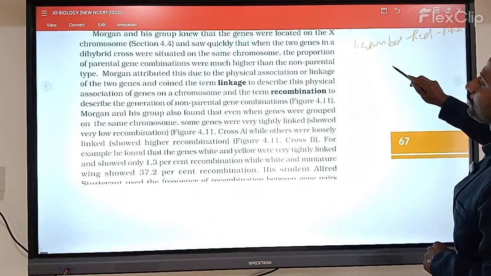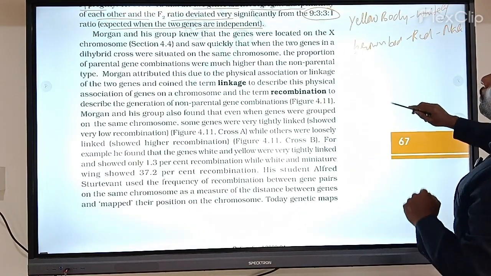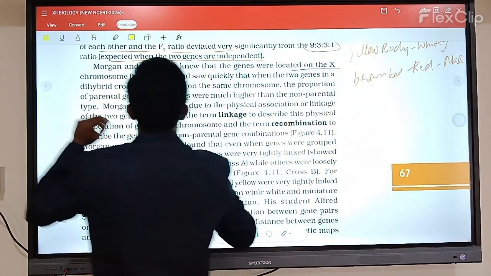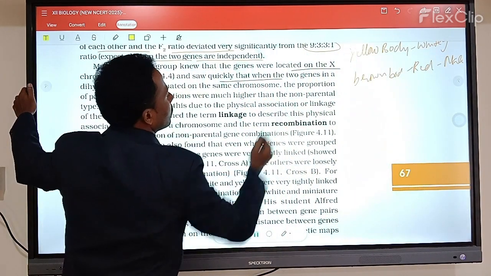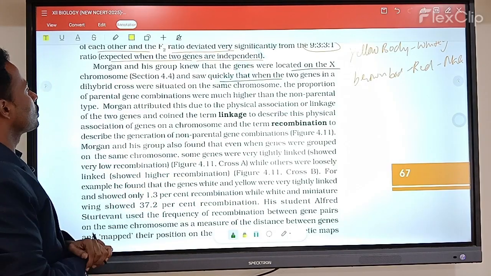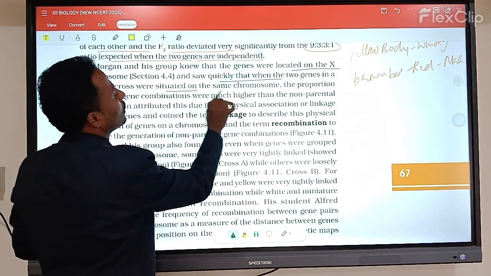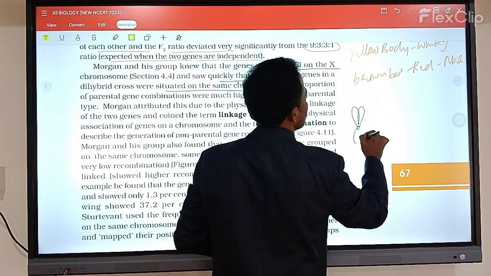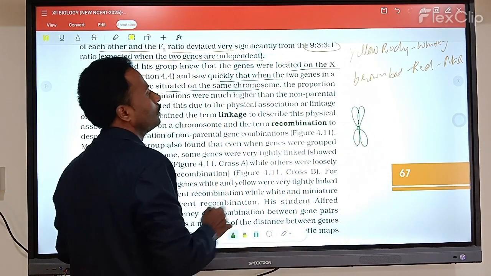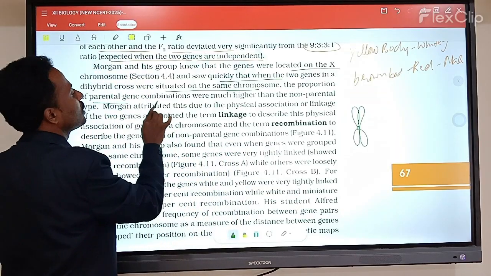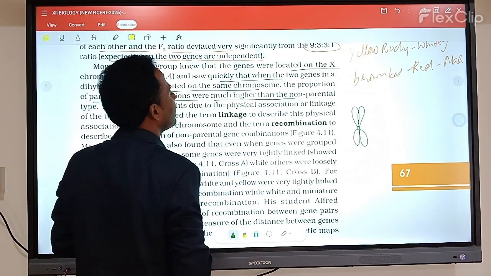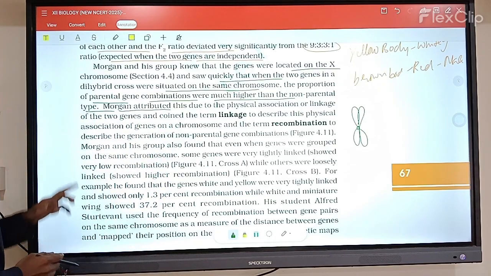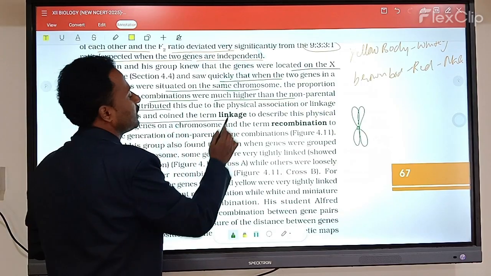After that, Morgan and his group studied new genes, which were also located on the X chromosome. They saw that when two genes in a dihybrid cross are present on the same chromosome, the proportion of parental gene combinations is much higher than non-parental types. Morgan attributed this physical association of two genes to linkage.